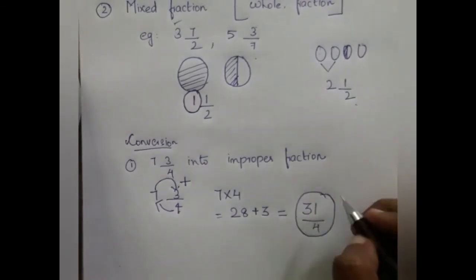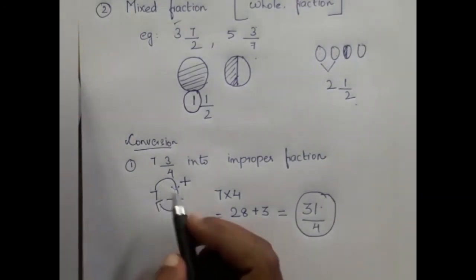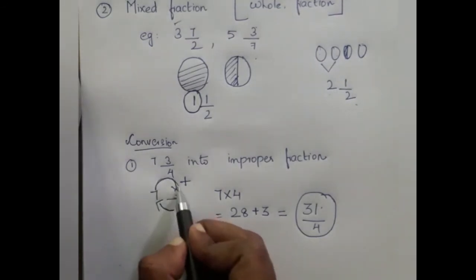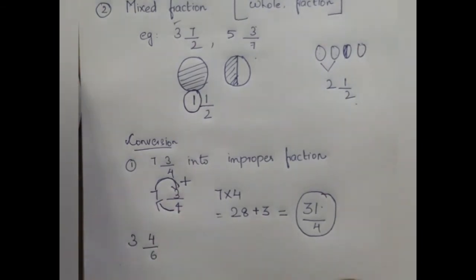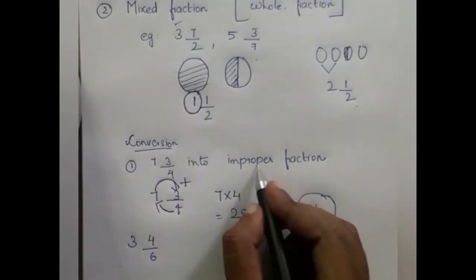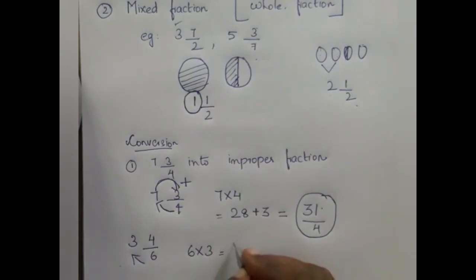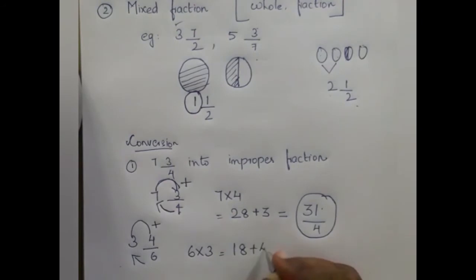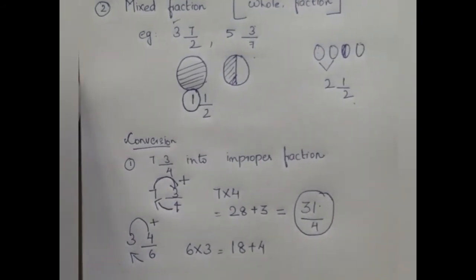Improper fraction means the numerator is greater. Here the numerator is greater. So how will you convert a mixed fraction? You have to first multiply these two numbers and then add this. For example, I will show you another, 3 4/6. So this is a mixed fraction. You have to convert it to improper fraction. First you have to multiply 6 into 3. You get the answer as 18. Then you have to add it. 18 plus 4. Okay. So like this you have to convert.